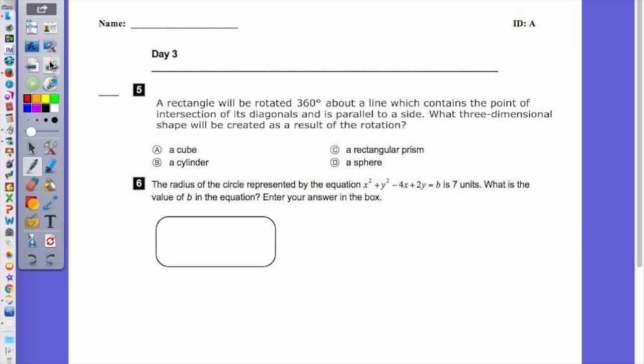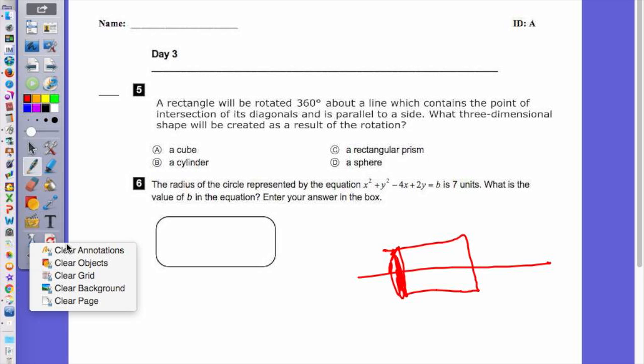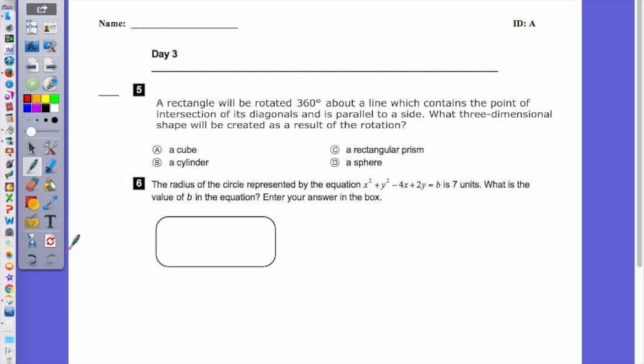Okay, so number 5. Did anybody have a problem with number 5? No. Okay? Basically, when you rotate anything 360 degrees, so just so you can see, even when you rotate a square, because this edge side is spinning here, it makes a circle at the end. Okay? Number 6, we have to be able to complete the square.